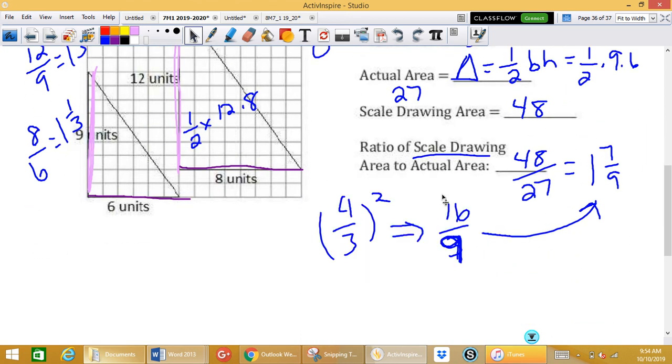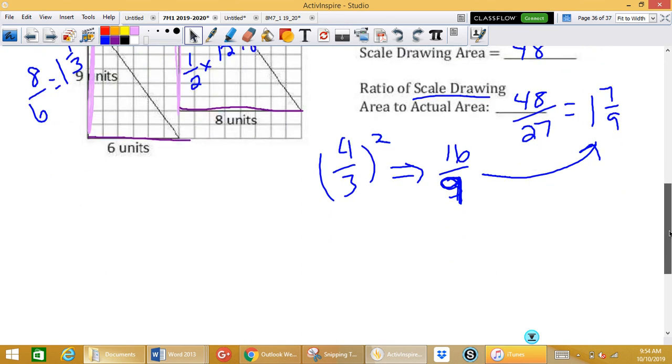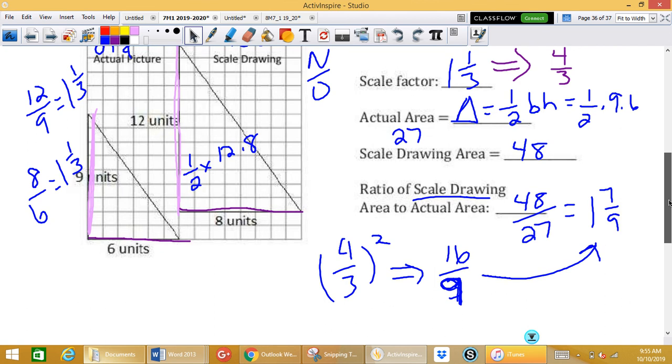So if I take my 4/3 and square it, I wind up with 16/9. 4 times 4 is 16, 3 times 3 is 9, and that equals 1 7/9. So again, if I take the scale factor and square it, I find the ratio of the areas.